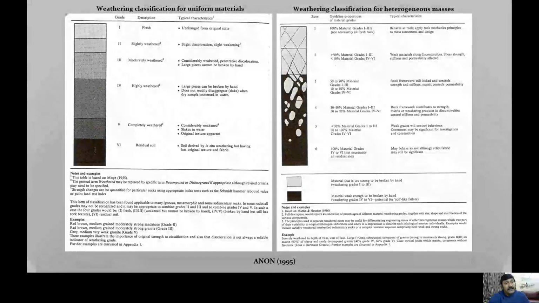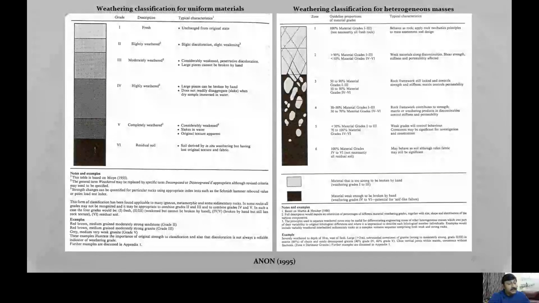As you can see here, from trace to residual soil. So trace, slightly weathered, moderately weathered, and highly weathered, up to this it is rock material, and beyond that, completely weathered and residual soil essentially belong to the soil material categories. Now this particular classification is applicable to most of the rock materials, as suggested by Anon 1995.